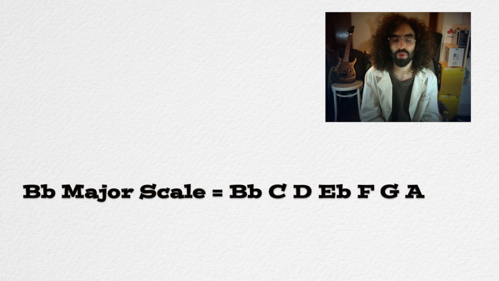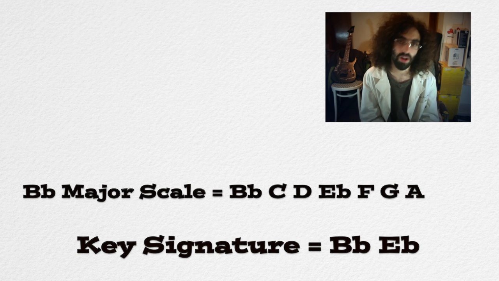And that's one way of figuring out the notes in a key. So just to be clear, the notes in the key of B flat major are B flat, C, D, E flat, F, G, A. And the key signature is that we have all natural notes except for B flat and E flat.